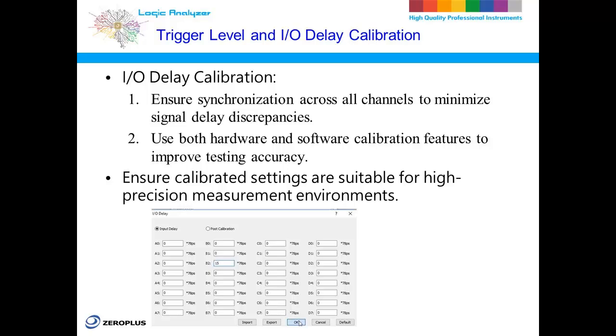Through trigger level calibration, we ensure that each channel captures the signal accurately and we don't miss critical data. Through I/O delay calibration, we ensure synchronization between multiple channels, reducing errors caused by signal delay. Using the calibration fixture along with the software's auto-calibration feature helps make the measurement process more precise and stable. After completing these calibration steps, you will be able to achieve reliable test results in high-precision measurement environments.